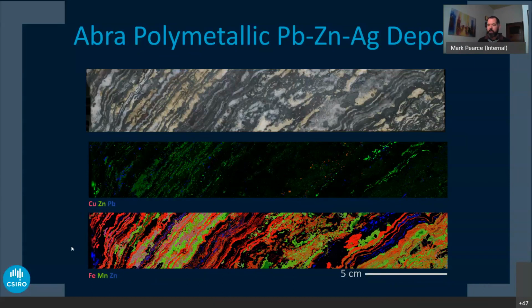The beauty of these data sets is we have the context of the piece of core. We're imaging a whole, in this case, 23 centimeter piece of core, but we also have the detail that these maps provide. So we can zoom into these.